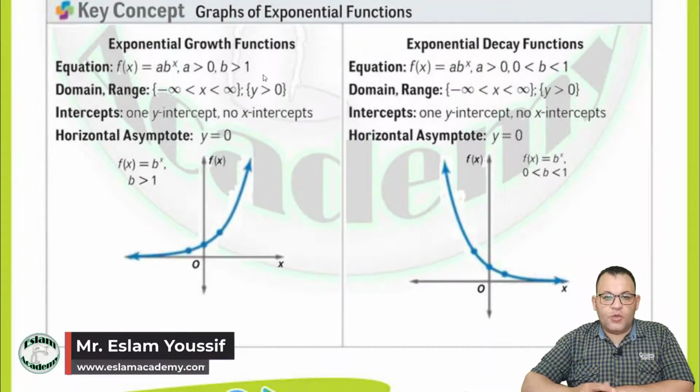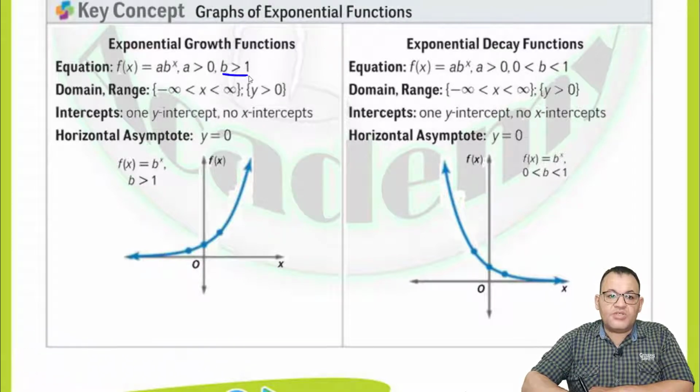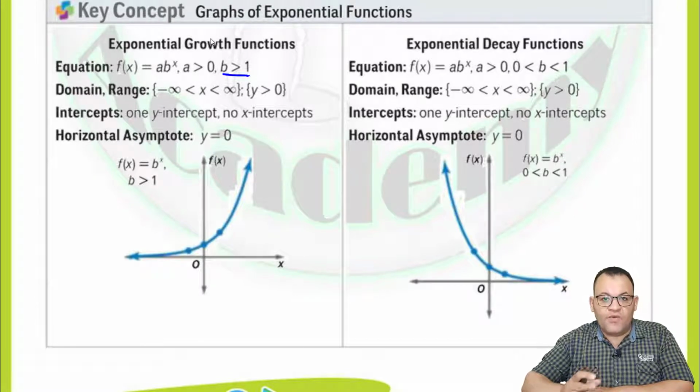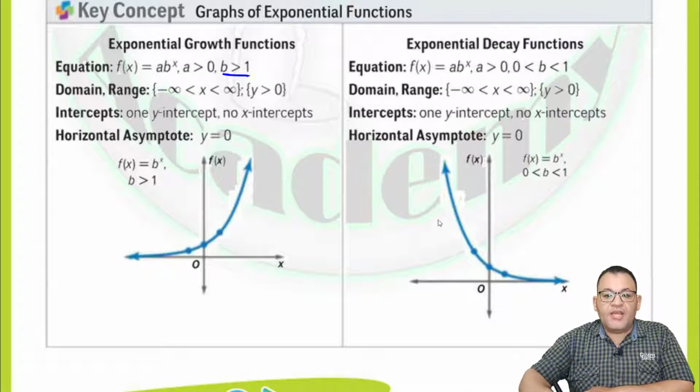As we said before, if you look at b, the base, for question number 1 and question number 2, you will find that the number is greater than 1. When the base is greater than 1, we have an increasing graph. Then we can say that this exponential is defined by a growth function. But if the base is greater than 0 and smaller than 1, it will be a decay function. The graph is going down.